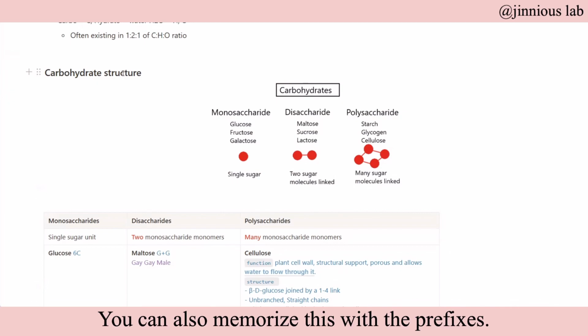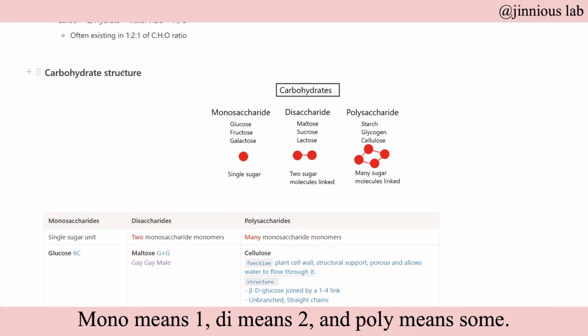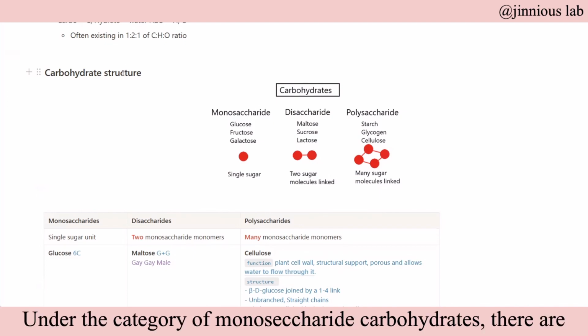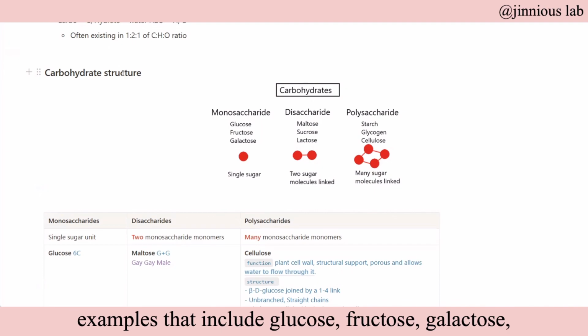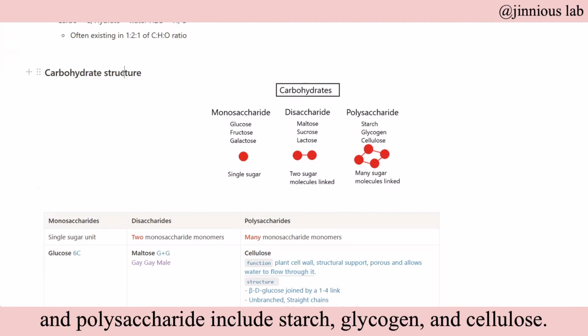You can also memorize this with the prefixes. Mono means one, di means two, and poly means many. Under the category of monosaccharide carbohydrates, there are examples that include glucose, fructose, and galactose. Disaccharides include maltose, sucrose, and lactose, and polysaccharides include starch, glycogen, and cellulose.